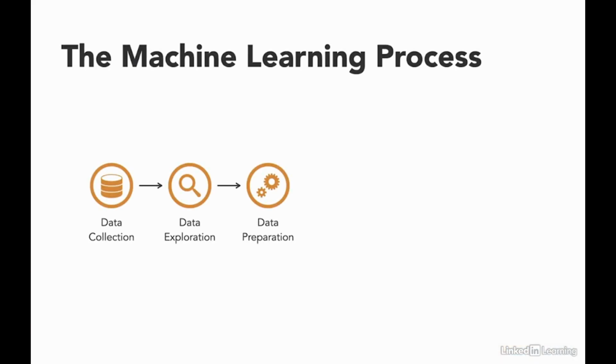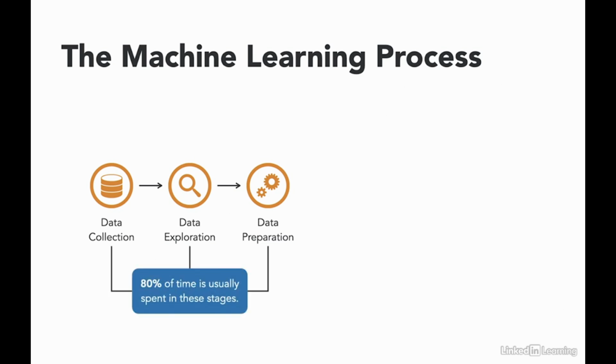Successful data science relies on good data. The data doesn't have to be perfect, but it should be good. The saying, garbage in, garbage out, is especially important when it comes to machine learning. Because of how important good data is, it is not unusual to spend up to 80% of our time collecting, exploring, and preparing data.